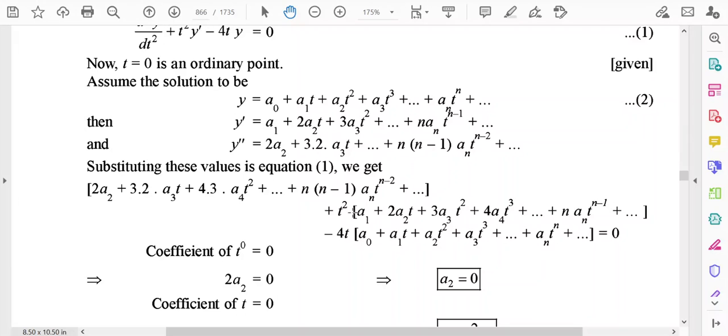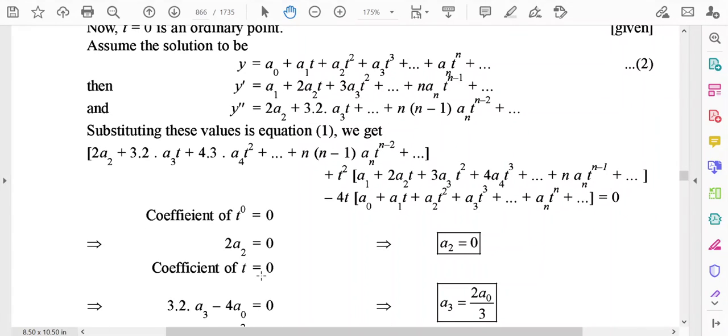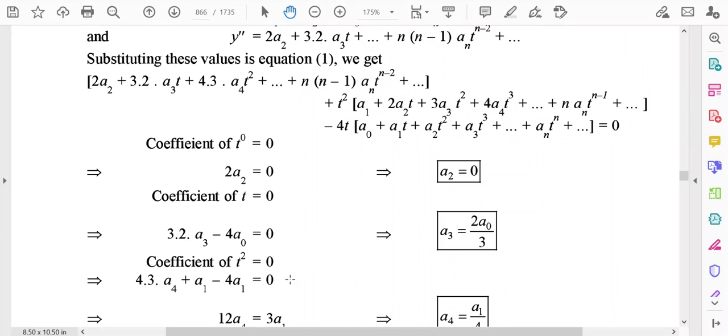And now the next step, we have to equate the coefficient of various powers of t to 0. So starting from the t to the power 0, you have to calculate step by step, and that is you have to equate the coefficient of various powers of t to 0. So in this example, the coefficient of t to the power 0 means this term 2a2. 2a2 means 2a2 into t to the power 0. So 2a2 is equal to 0 means a2 is equal to 0. The next term is the coefficient of t equal to 0. So you see there is a t term here, 3 into 2 into a3, and another is here, and that is 4t into a0. So then you have to equate the coefficient of t to 0. Then you will get another relation.